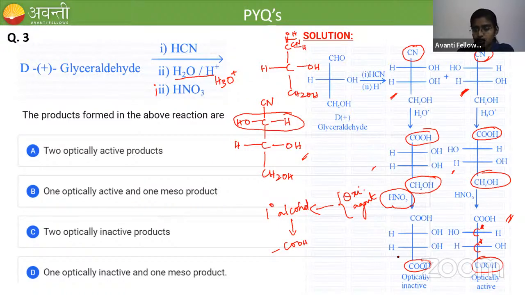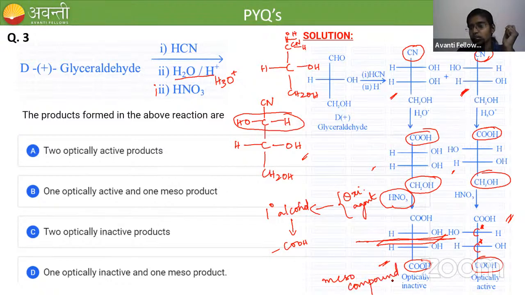In case of this second compound, it is given that it is optically inactive. So why is this compound optically inactive? Because it has a plane of symmetry. That is, if I cut this molecule into two along this axis, I'll get two equal halves, right? So it is also called a meso compound. Meso compounds are optically inactive. So that's why it is given like this.